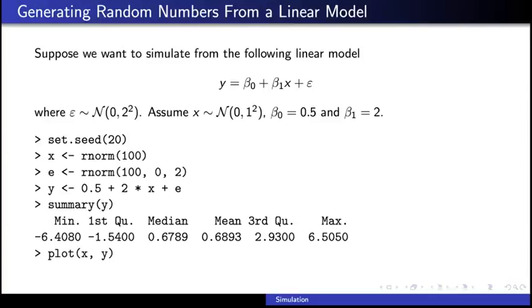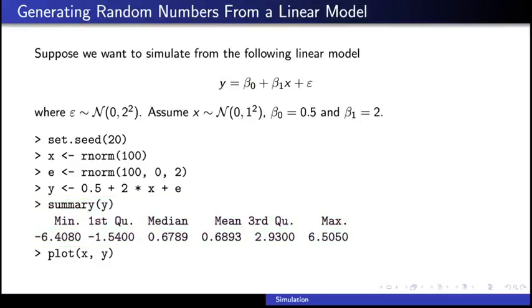So the question is, how do I simulate from this model now that I've specified what it is? So I set the seed. Remember, it's always very important to set that seed. So I set it to 20. I generate x, the predictor, which has a standard normal distribution. I generate epsilon, which is going to have a normal distribution with mean 0 and standard deviation 2. And then I'm going to add them all together after multiplying by the regression coefficients to generate my y. And so from the summary here, you can see that y has roughly a mean of 0.68, and it ranges from about -6 to +6.